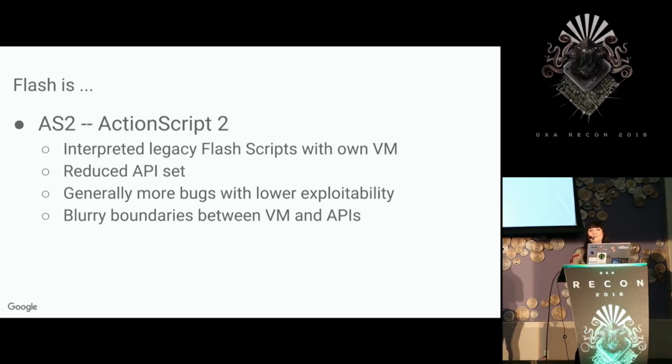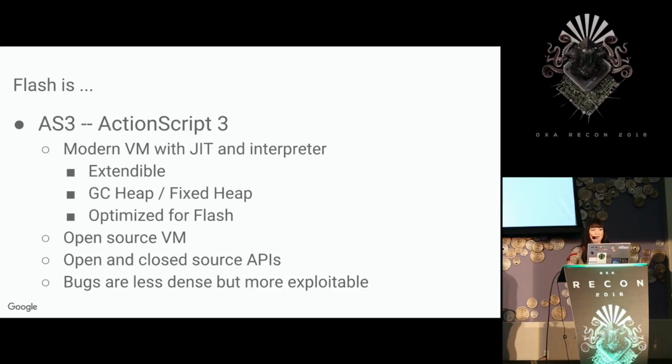And yes, it is true that you can open up a frame in AS3 and load AS2, and sometimes that's enough to get your exploit working. But sometimes it isn't. There's a lot of bugs, and I'll show you some examples of these, where the window is very narrow, and the only thing that you can execute between, say, freeing a pointer and the pointer being used is AS2. So sometimes it can be difficult to exploit these types of bugs, though there are a lot of them. Also, there's kind of blurry boundaries between the VM and the APIs. As I said, this is just a huge for loop.